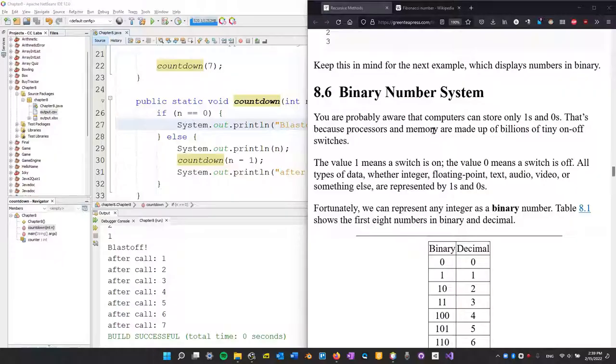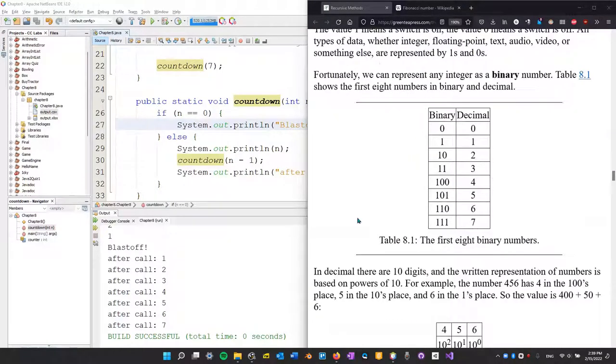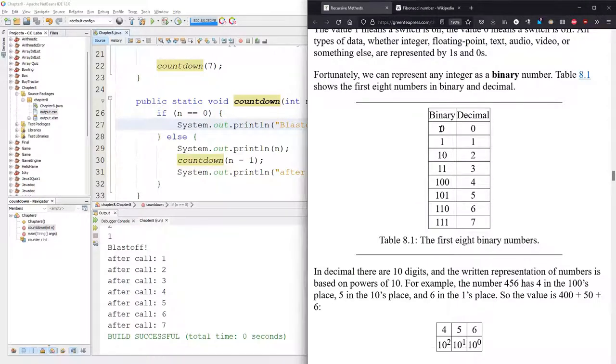8.6, we're going to look at the binary number system. Instead of going through the way the book does it here, I have some conversion videos I've made for my math class that I'll list below. But right here, this is a good chart for the small binary values.